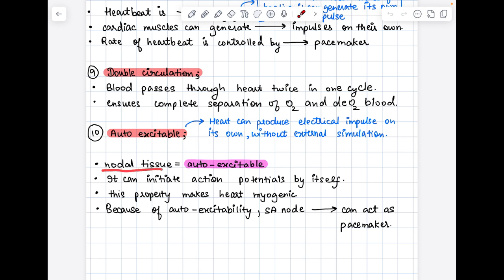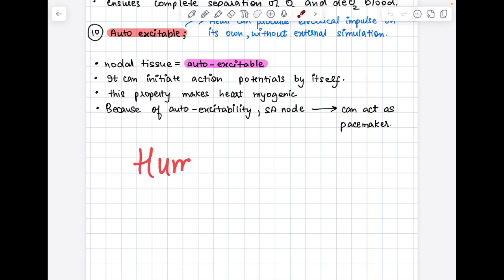So the nodal tissue is equal to the auto-excitable. Like we can say that nodal tissue is also known as the auto-excitable, and it can also initiate the action potentials by itself, and this property makes the heart myogenic. And because of the auto-excitability, SA node acts like the pacemaker. And with that, we have completed our most important topic, that is human circulatory system.